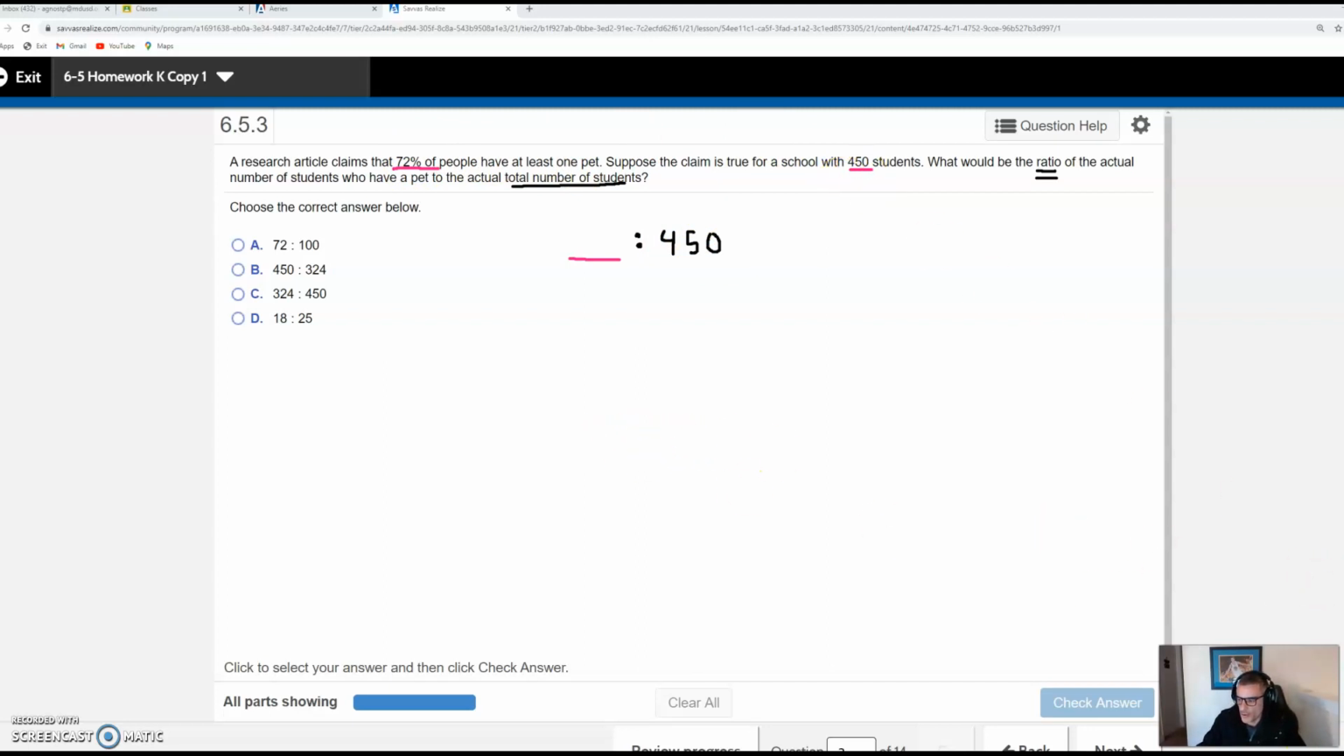So remember the percent equation, all right? The part is equal to the percent times the whole. So in this situation, we know what the percent is, 72. We know what the whole is, 450. So we multiply those two together, it'll give us the part. So the part is going to equal.